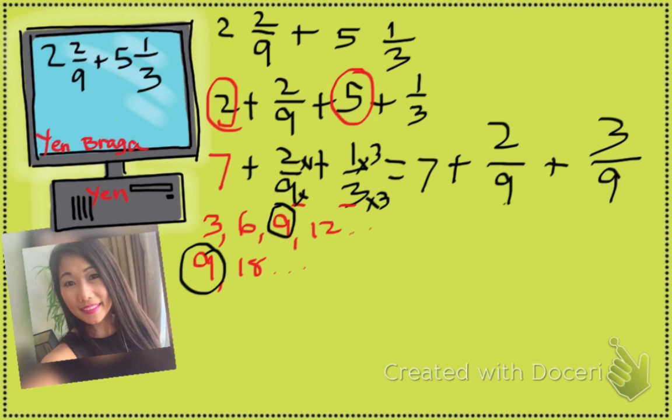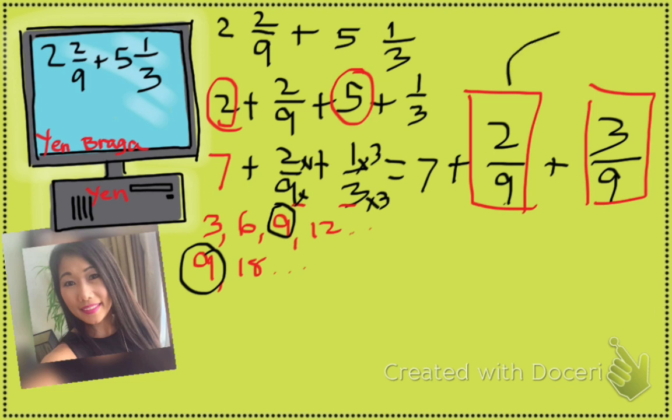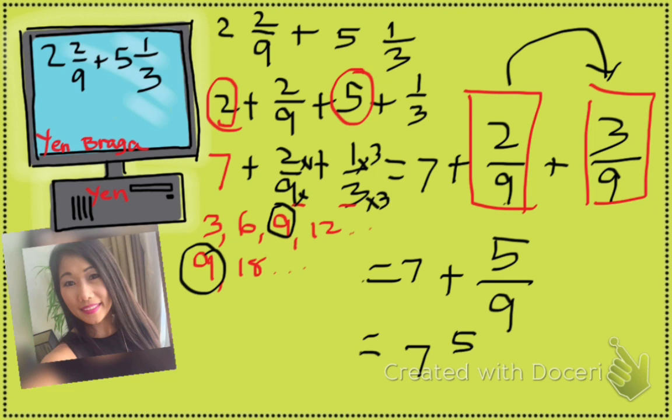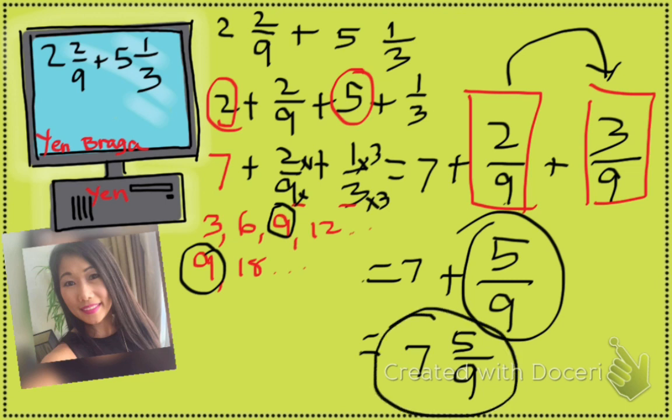So we can now add our fractions because they have the same denominators, 2 and 3. So 2 plus 3 equals 5. So we have now 7 plus 5 over 9. Or we can rewrite as 7 and 5 over 9. We cannot simplify that. So our final answer is 7 and 5 over 9.